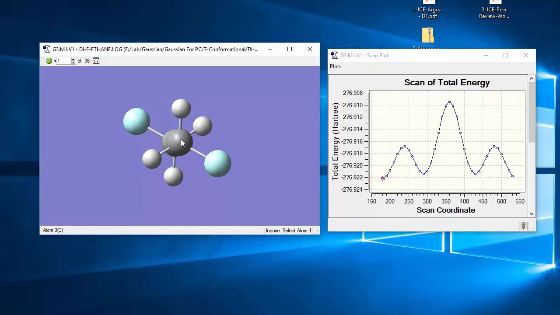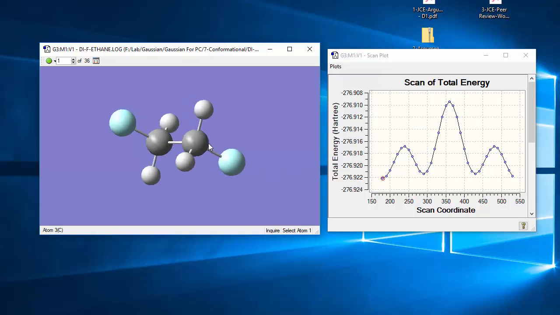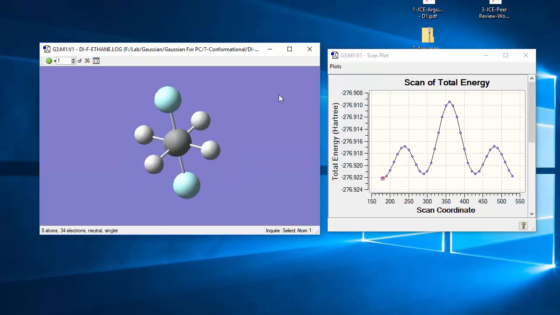Here, what we're going to do is look at 1,2-difluoroethane, and what I'm going to do is to rotate through, and we're going to watch the energies as we move around. At the moment, of course, we are in the global minimum for energy, the lowest possible energy, where the two fluorines are directly opposite each other.